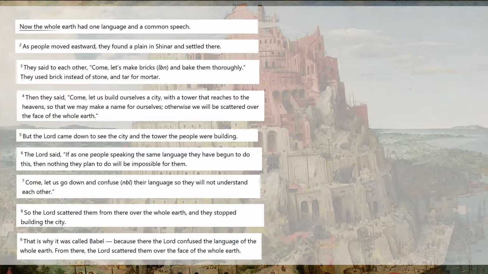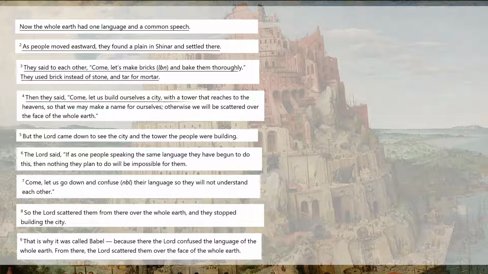Now the whole earth had one language and a common speech. As people moved eastward, they found a plain in Shinar and settled there. They said to each other, "Come, let us make bricks and bake them thoroughly." They used brick instead of stone and tar for mortar. Then they said, "Come, let us build ourselves a city with a tower that reaches to the heavens, so that we may make a name for ourselves. Otherwise, we'll be scattered over the face of the whole earth."